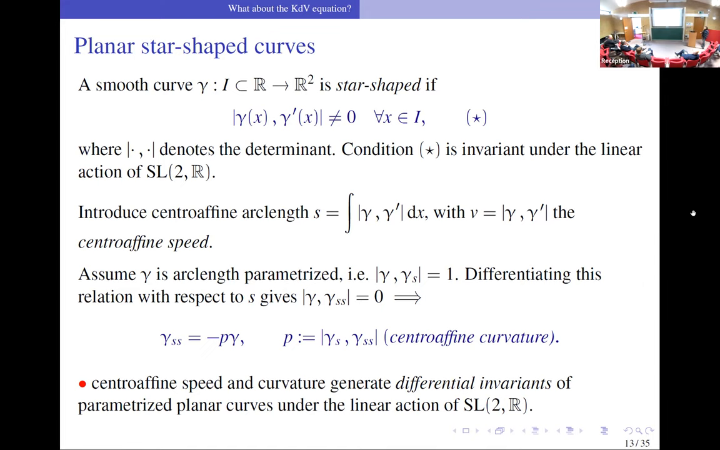So there is going to be a function here that depends on S that gives me this relation. If I were in a periodic setting, which I will get to very quickly, this is a sort of Hill equation, right? And this P is called the centroaffine curvature, and it's the determinant of gamma S, gamma SS. Now, in this small case, we're in the plane, so we have two generators of the differential invariants of the curve: the speed, which I now set equal to one, and the curvature. So what did Pinkall do?